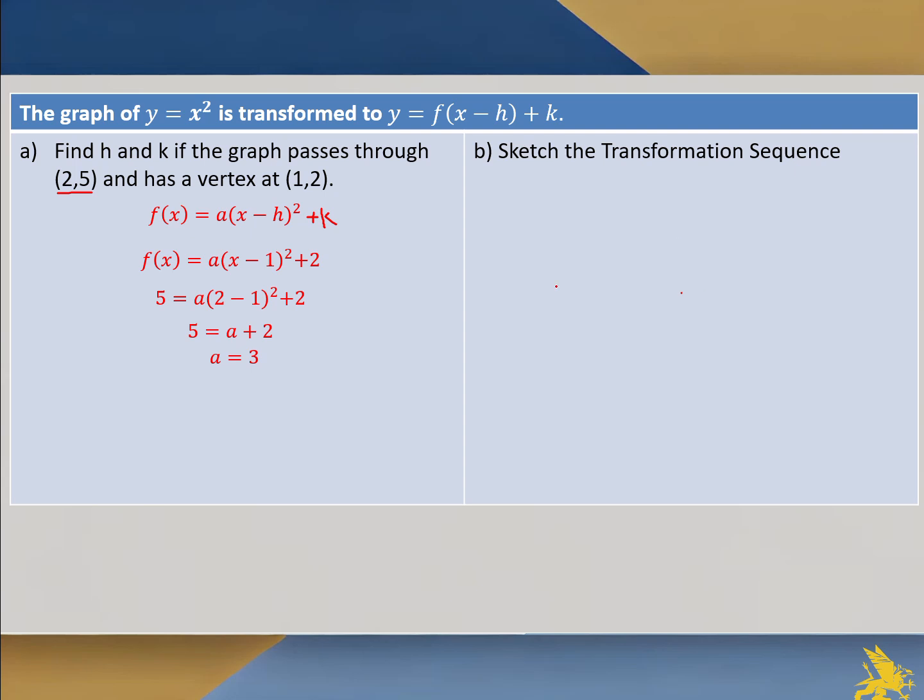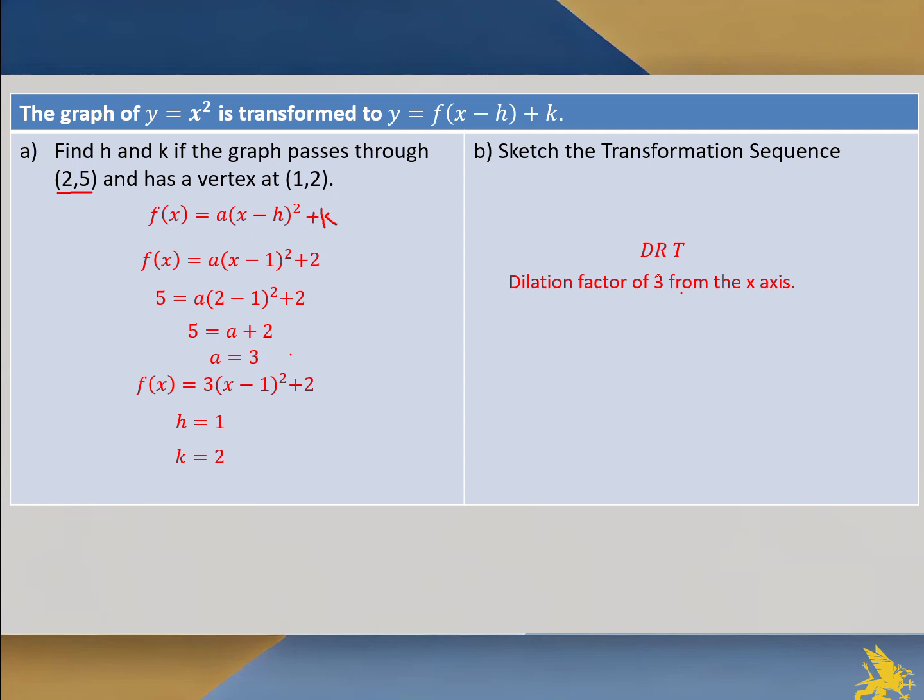Then if I'm sketching the transformation, I first need to put the a into my equation. Now we always start off with Dr. T. So the first thing I'm going to think about here is the 3 in front is referring to the push away or the stretch away from the x-axis. So that's the first part. I've got no reflection, so I ignore that.